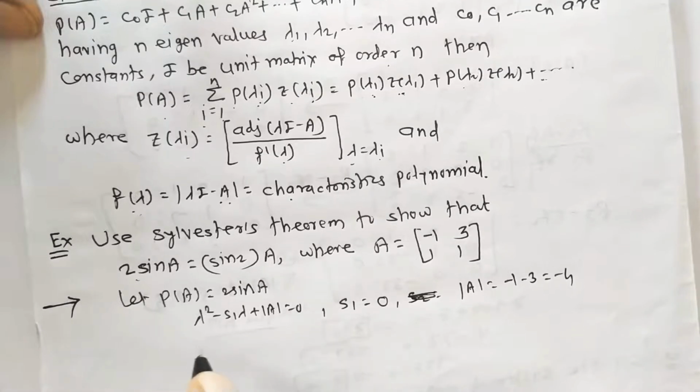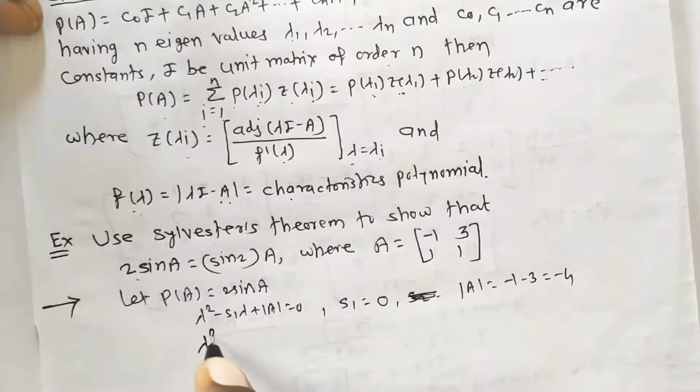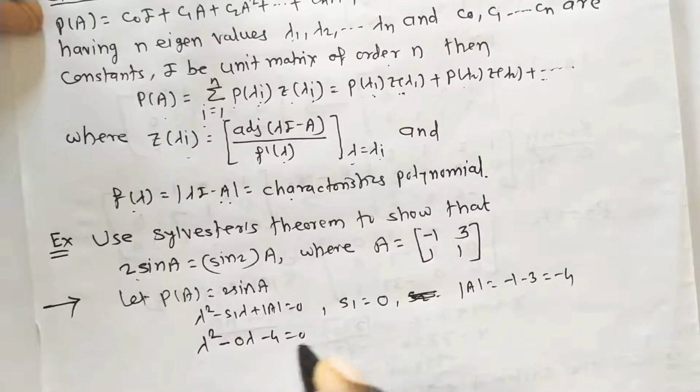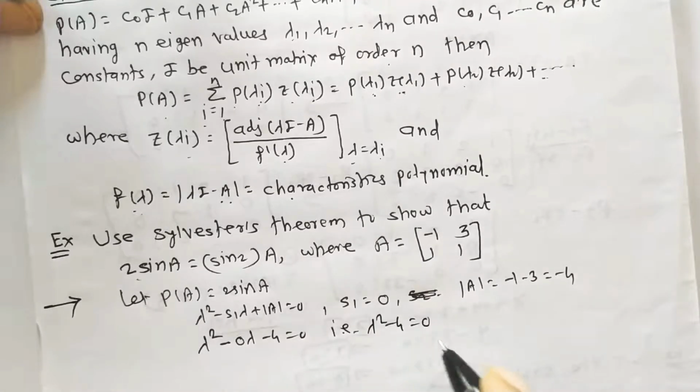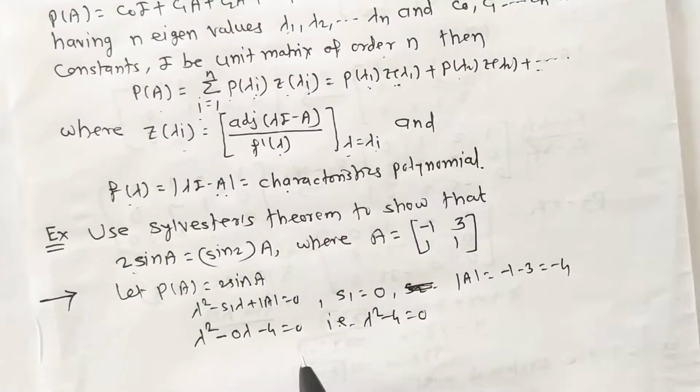Okay, and therefore characteristic polynomial of given matrix is lambda square minus 0 lambda minus 4 equal to 0, that is lambda square minus 4 equal to 0. Now using this characteristic polynomial we can find eigenvalues. So what are the roots of this lambda square minus 4 equal to 0?